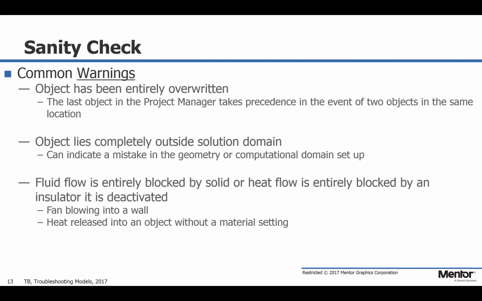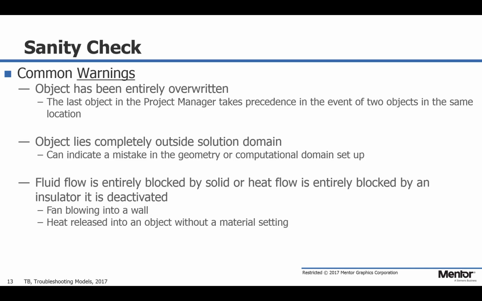Another common warning could be that an object lies completely outside of the solution domain. This one usually indicates that you have made a mistake in the geometry setup or the computational domain definition. This is usually easy to identify and remedy. The third common warning is that the fluid flow is entirely blocked by solid or heat flow is entirely blocked by insulator. A couple of examples of that could be a fan blowing directly into a wall, or heat is released into an object which doesn't have a material setting, so the heat has nowhere to go.